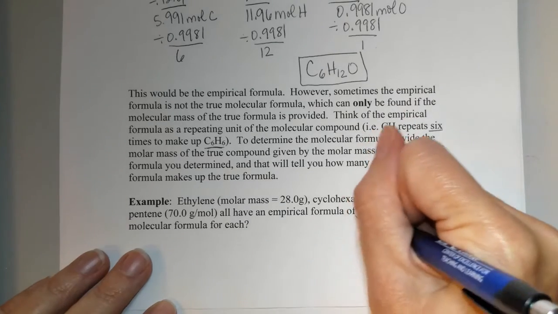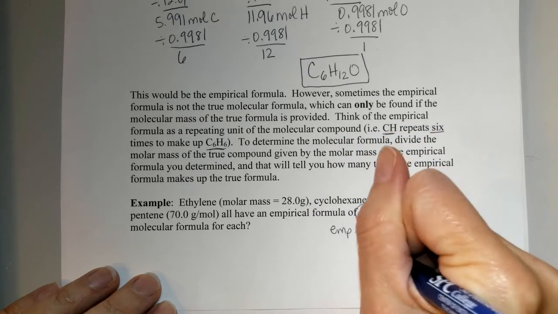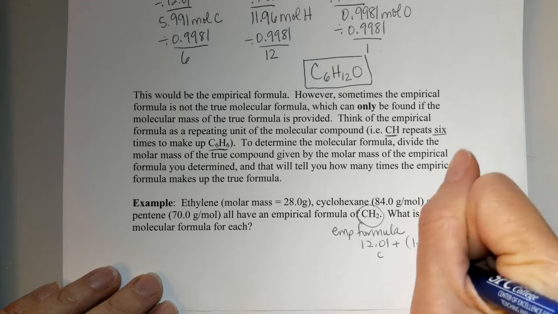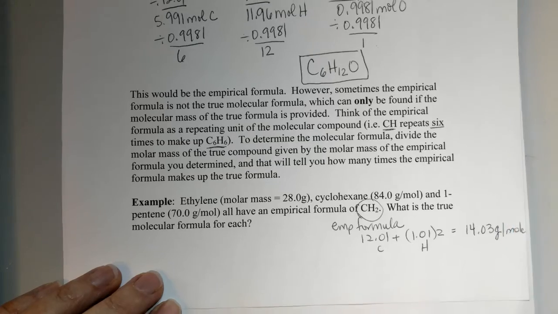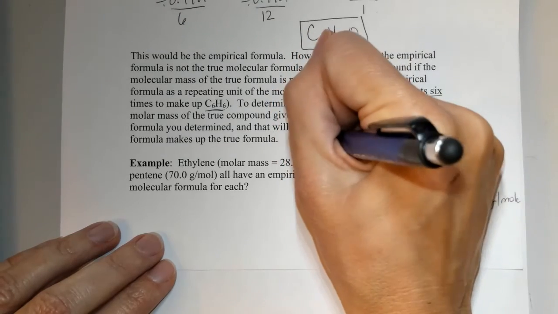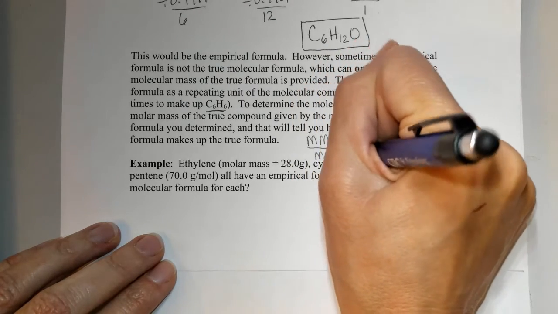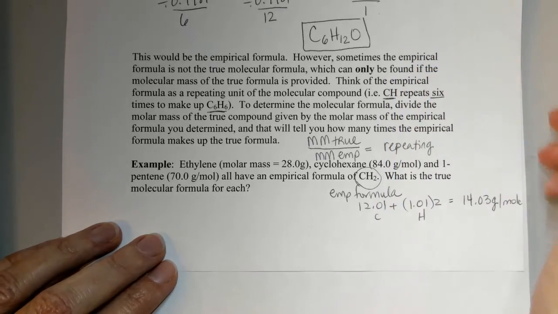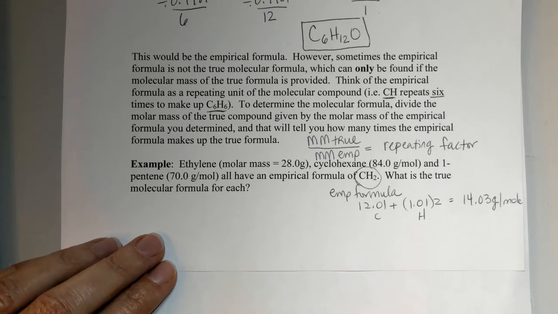So what we're going to do is take that empirical formula of CH2 and find the molar mass. So 12.01 for carbon, 1.01 for hydrogen, but taken twice. So we get 14.03 grams per mole for the molar mass of that empirical formula. Then we take the molar mass of the true compound and divide it by the molar mass of the empirical, and that will tell you how many times that empirical formula repeats to make up the true compound. So the repeating factor is what I call it.